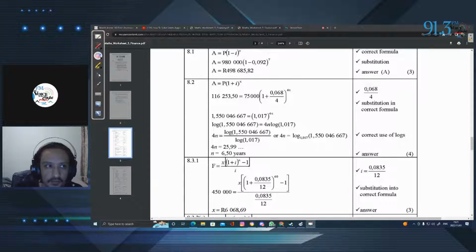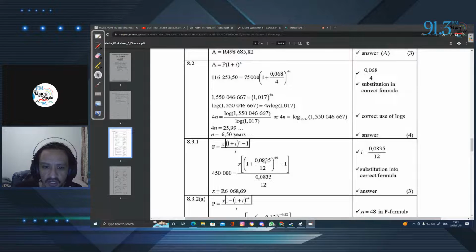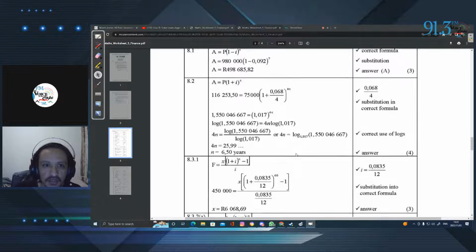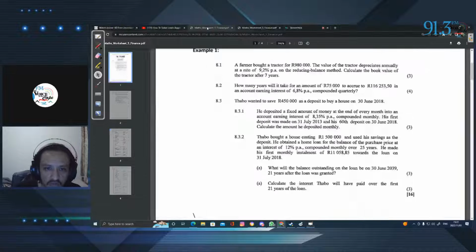If you look here, they use this formula, and in there we see 0.0835 divided by 12, to the power of 60, which is the number of deposits, minus 1, and also over i, so the same thing over here. We solve for the formula as seen here, and then we'll be able to solve for x, and we'll get an answer of 6,068.69. So this one is not too hard at all, only 3 marks. Financial maths is pretty easy. It's just a matter of knowing which formula you need to use under certain situations. All right, so let's go down to 8.3.2.